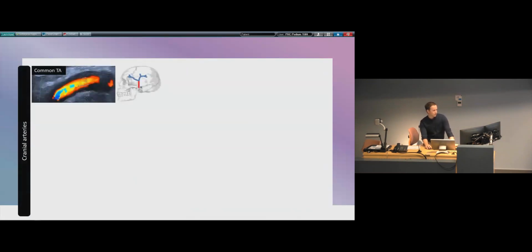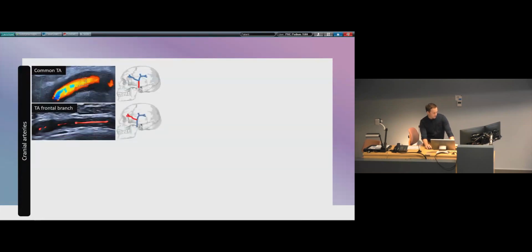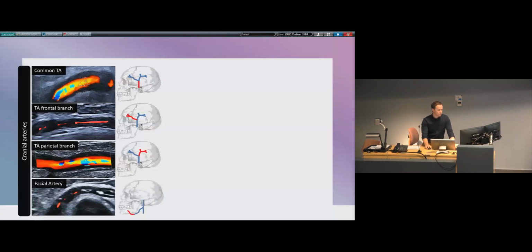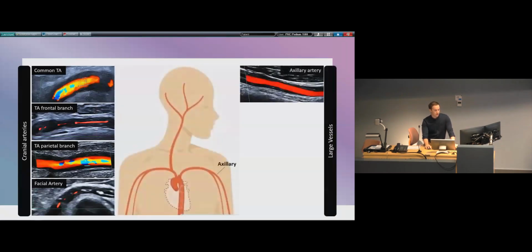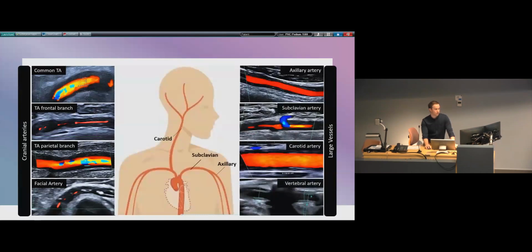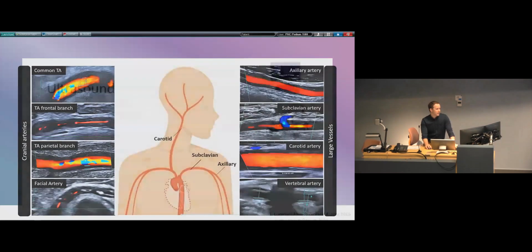Where are we scanning? So these are all vasculitic arteries. We're looking at the common temporal, the frontal branch, the parietal branch of the temporal, and the facial artery, doing both sides. And for large vessel, we're going to look at the axillary arteries, the subclavian, the carotids, and try to get a window for the vertebrals.